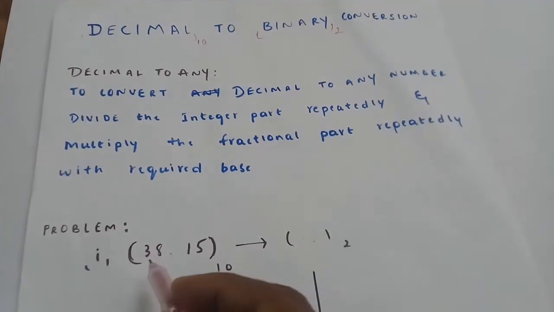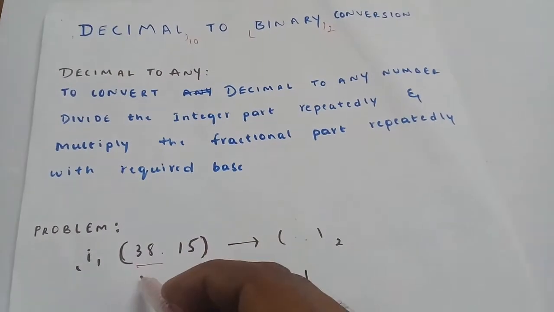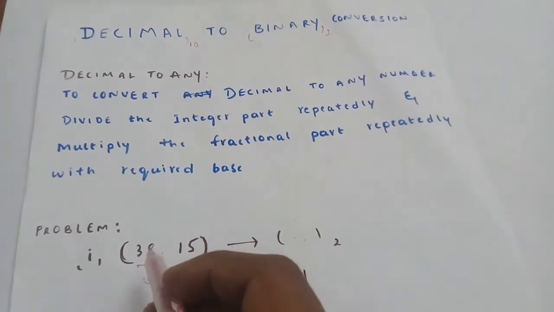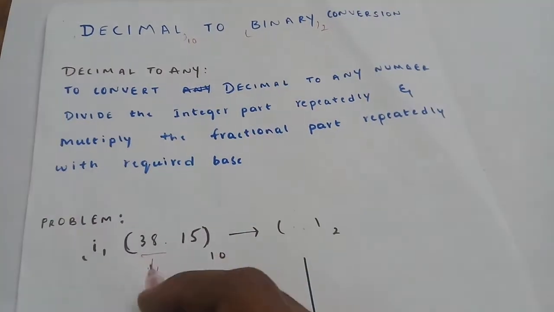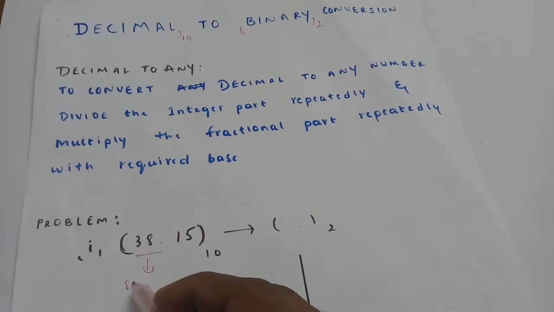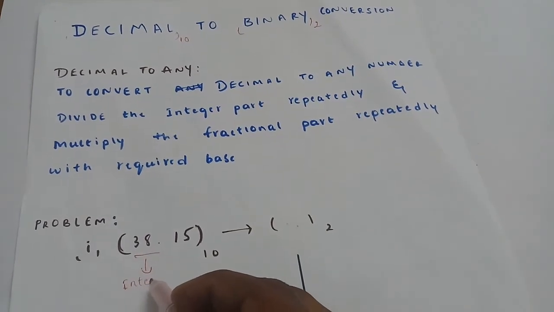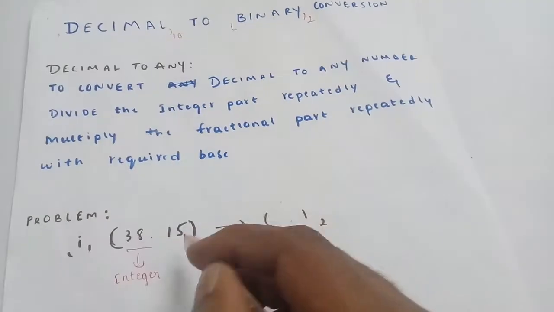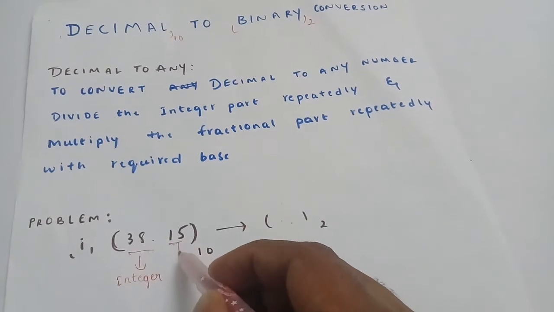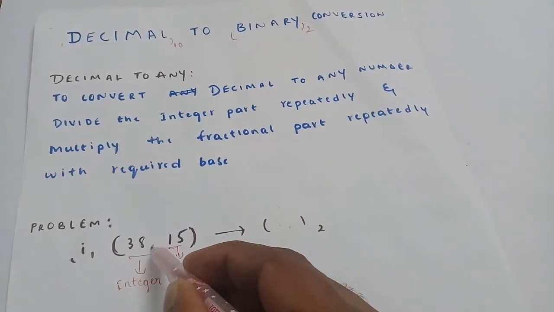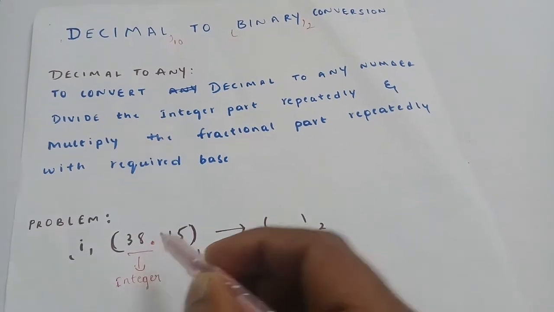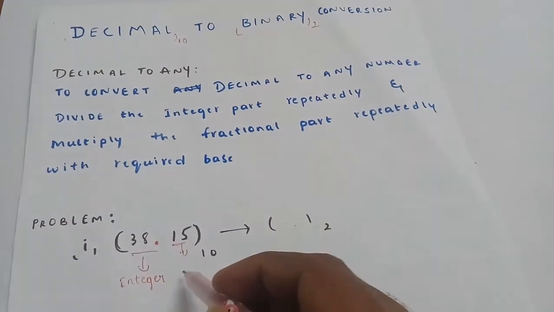It is a given number. In the given number, 38 is the integer part. It is the number which is before the decimal point. And the number which is after the decimal point is the fractional part.